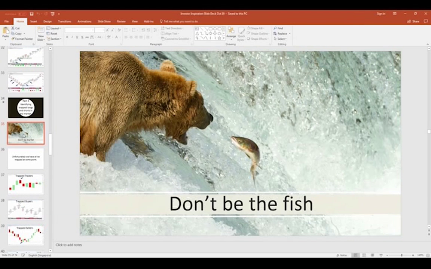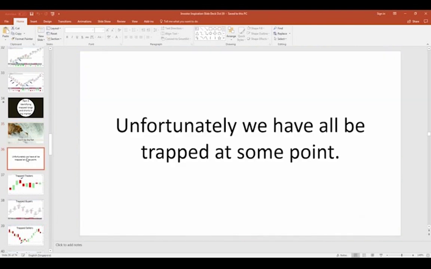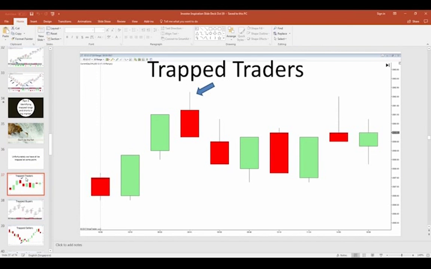As a fish, he thinks he's jumping to the next level, and all he does is jump into the bear's mouth, and he's done for. And we've all been in that position. As soon as you buy, the market sells off, or as soon as you sell, the market rallies. Literally, as soon as you click buy, the market sells off, or as soon as you click sell, the market rallies. It's unfortunate. If you've never been in there, consider yourself lucky.